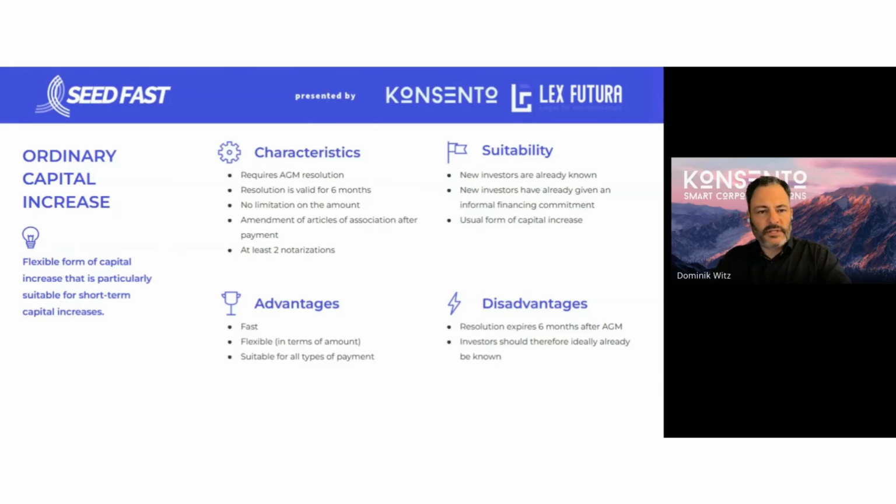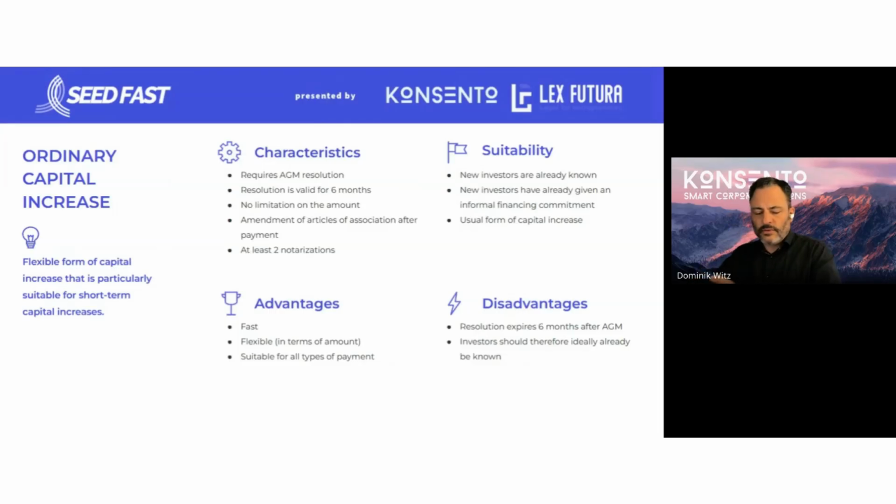So what companies are ordinary capital increases suitable for? A specialty of the ordinary capital increase is that it is an advantage if you already know the investors, the future investors that will participate in that current round, because you only have a time limit of 6 months. So usually companies make use of the ordinary capital increase if they already know their investors and if the new investors also have given their soft commitments to the financial round.